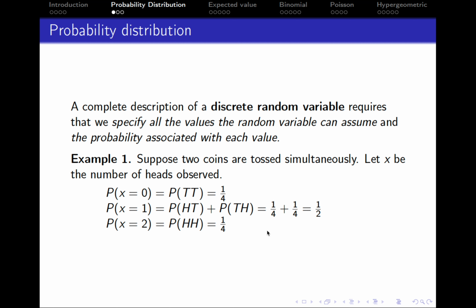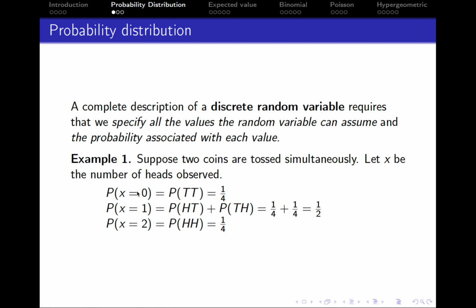Each discrete random variable can be described, and to do that we need to specify first of all the values that the random variable can assume and the probability associated with each value. So let's go back to our first example where two coins are tossed simultaneously, and we already decided that the random variable of this experiment is the number of heads observed.